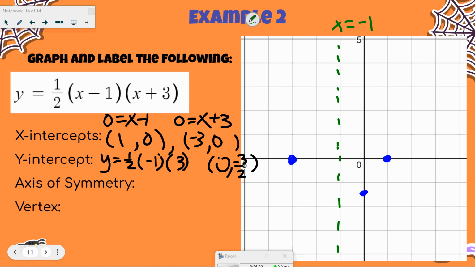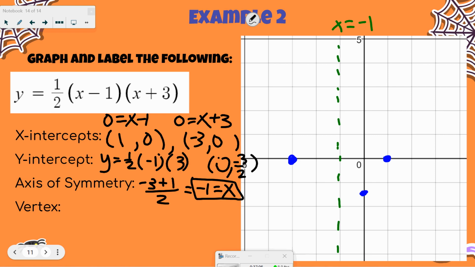What could I have done? How do we find it algebraically if maybe just seeing that middle wasn't working for you? How do you find the middle? Add the intercepts together and divide by 2. Good job. So if I did negative 3 plus 1 divided by 2, that gives me negative 1 for my axis of symmetry. Remember, that's an equation, x equals.